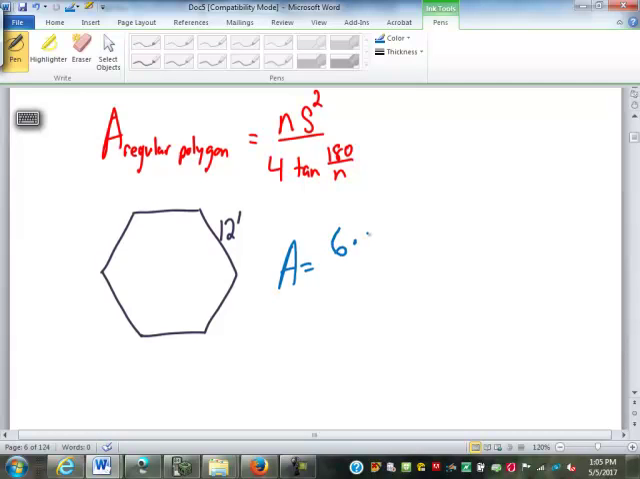6 times 12 squared over 4 times the tangent of 180 over 6. Very good. Now, how do we punch this in the calculator?